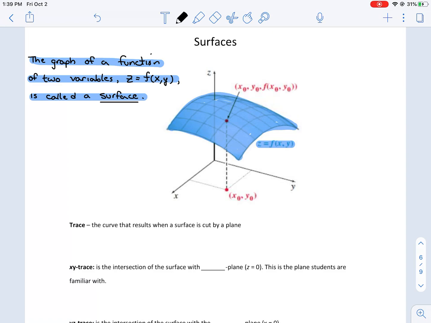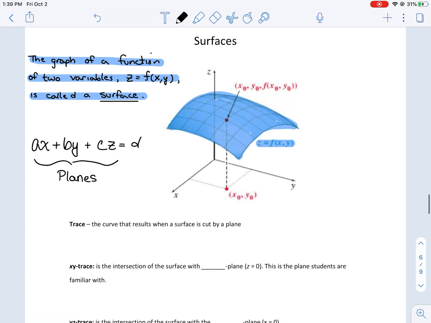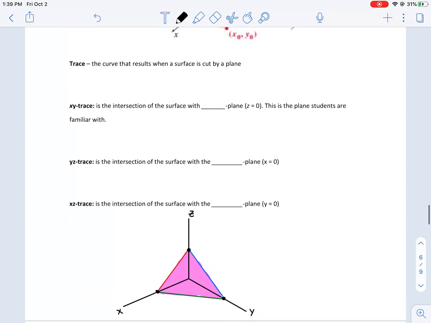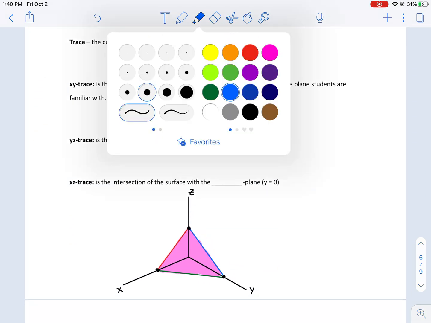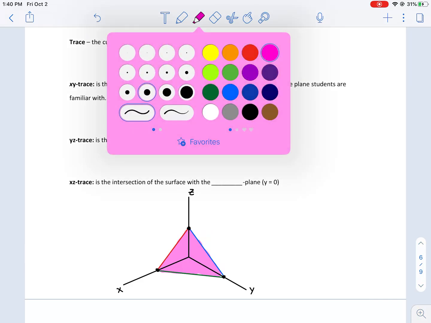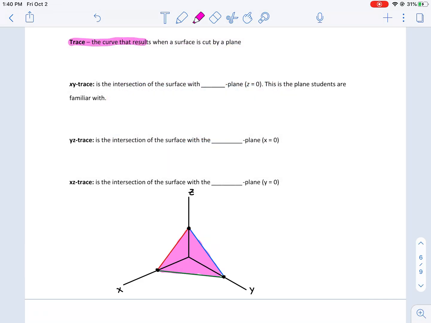In previous videos, you graphed planes, and planes are called surfaces because they are the graphs of ax plus by plus cz is equal to d. Now what we're going to do is we're going to cut these surfaces by a plane and create traces. And what is a trace? A trace is the curve that results when a surface is cut by a plane.